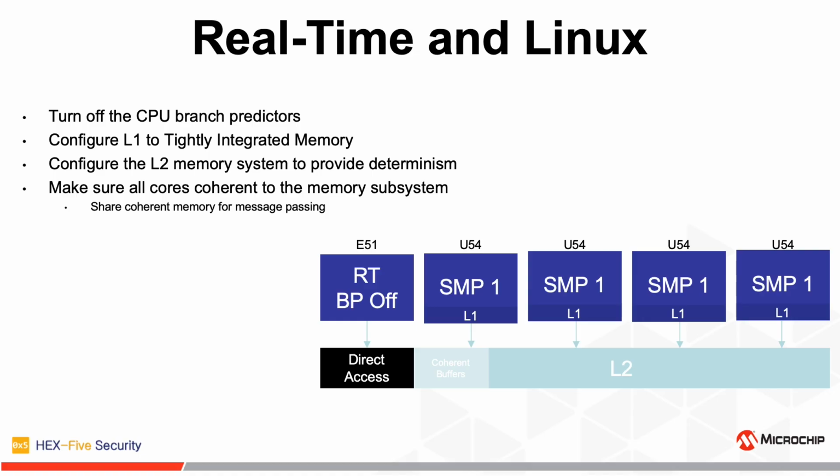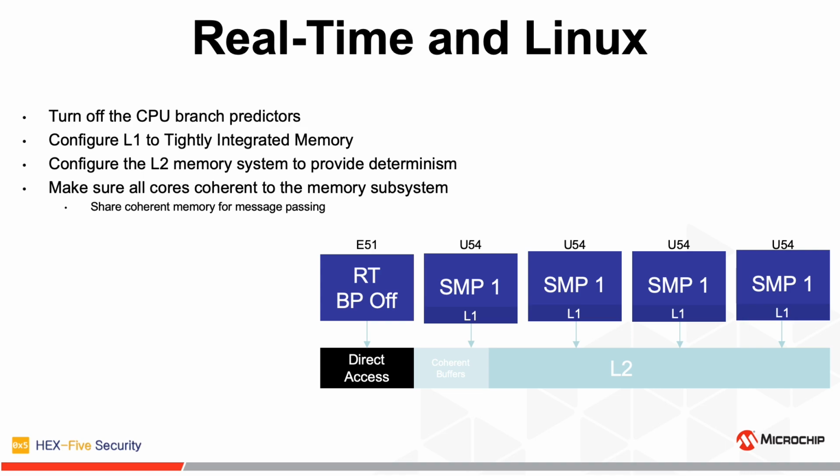Because at the end of the day, if you have a rich operating system and a real-time function operating in the same CPU cluster, they're going to have to share messages back and forth, and you want those messages to be coherent, otherwise it'll lead to software bugs. So the L2 memory subsystem is very flexible, and the CPUs are very flexible, which enables real-time performance, and the result you get is determinism.